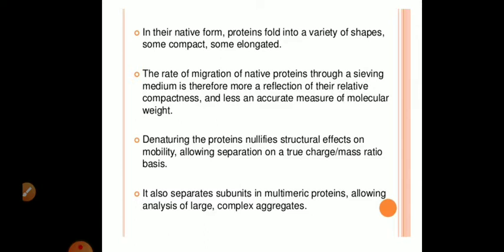Sodium dodecyl sulfate is a strong anionic detergent. It acts as a hydrophobic bond breaker. Now, SDS binds to the hydrophobic region of the protein and gives the protein a negative charge, complete negative charge to the denatured polypeptide.